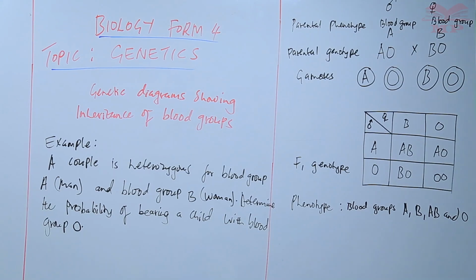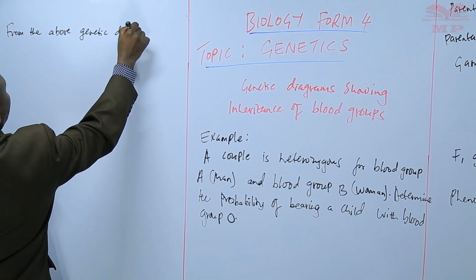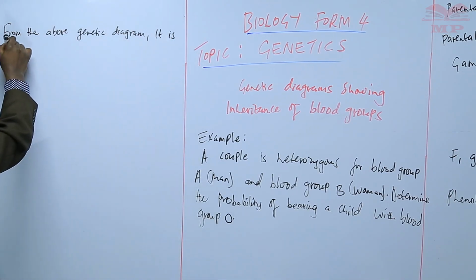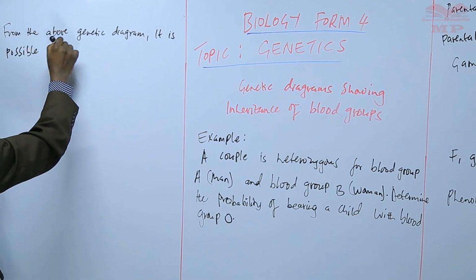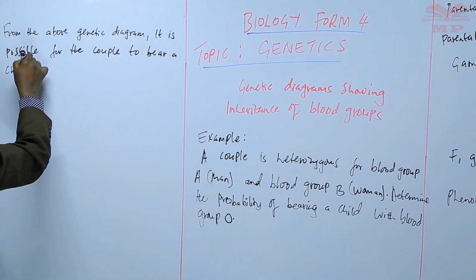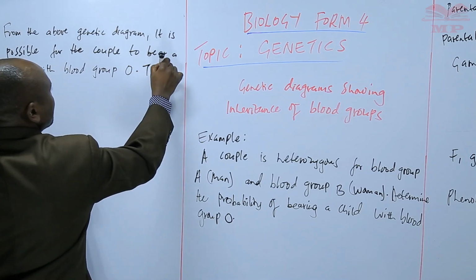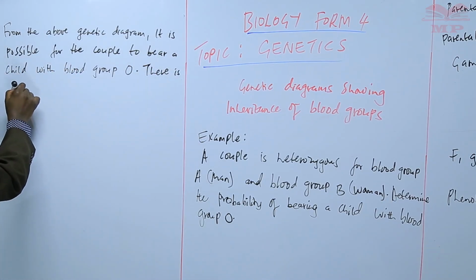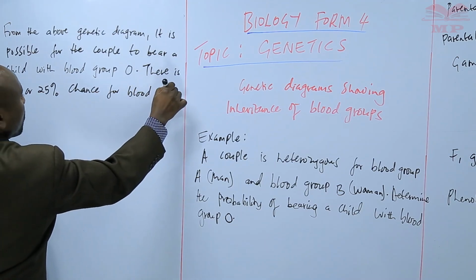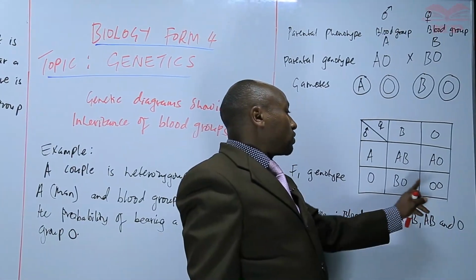So we can conclude and say that from the above genetic diagram, it is possible for the couple to bear a child with blood group O. There is a 1/4 or 25% chance for blood group O. One out of a total of 1, 2, 3, 4.